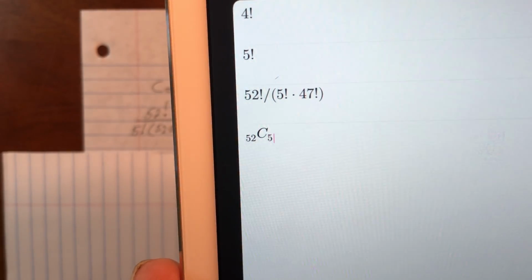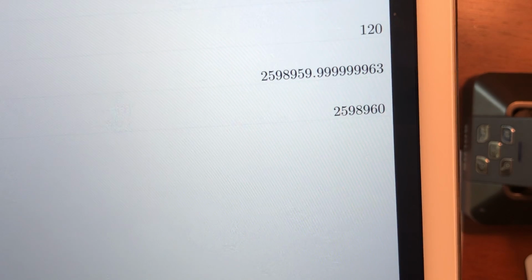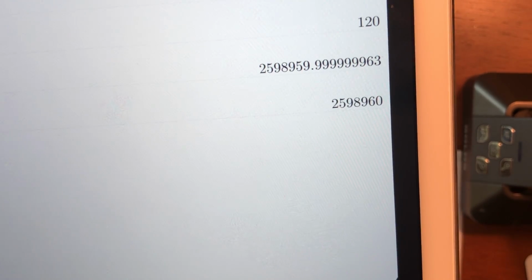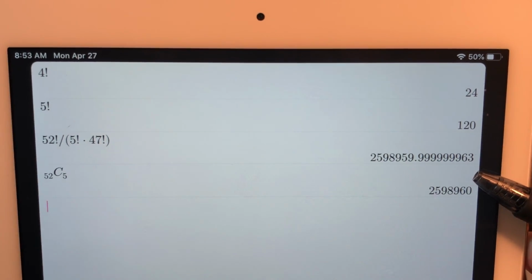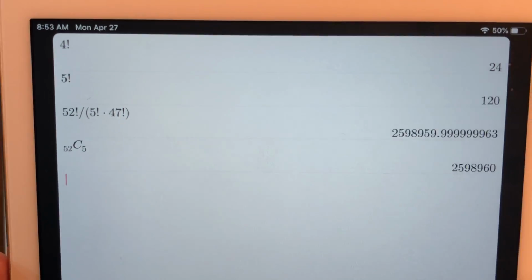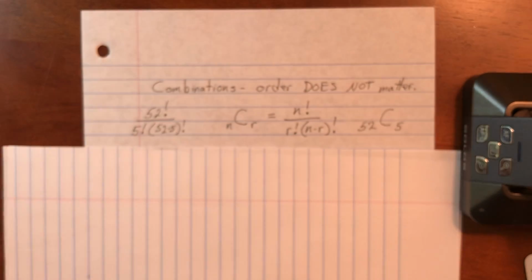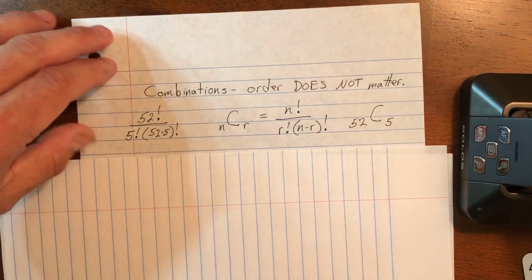Aha, can our calculator do this on its own? 52 choose 5 where the order doesn't matter. Let's see what we get. Aha, 2,598,960. It's exactly the same answer. Why we got this, I don't know. Well, this was a free app on the phone, so we can't ask for too much. But we get the same answer, and our calculator can do it for us. Well, that's wonderful.